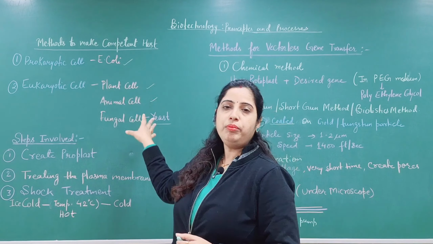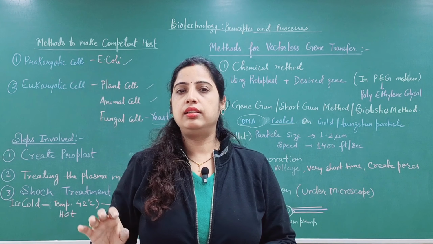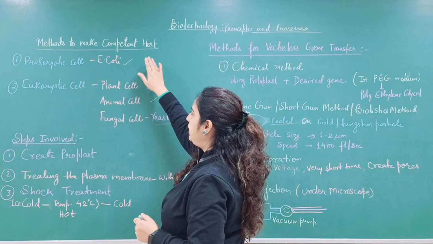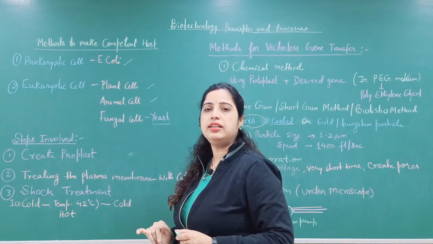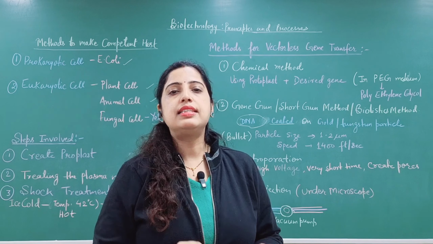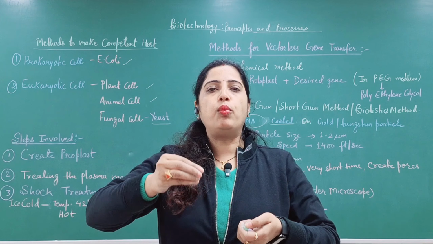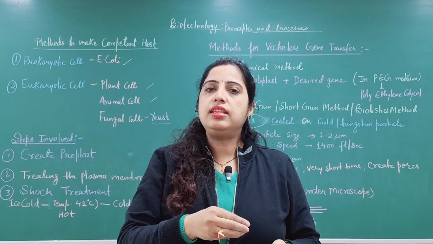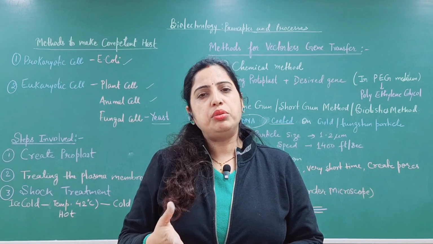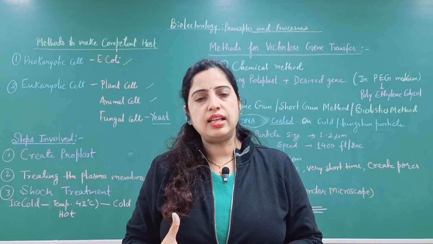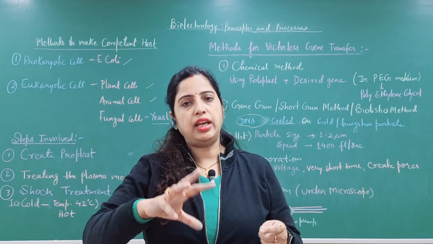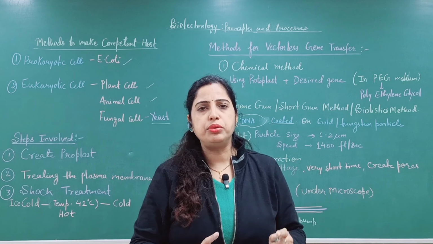Now, how many of you know that except the animal cell, the bacterial cell, the plant cell and the fungal cell have a cell wall? If you want to insert your desired DNA or gene in these kinds of cells, you definitely need to break the cell wall first. Of course, you have to remove the cell wall. We have discussed this. How can you do that?